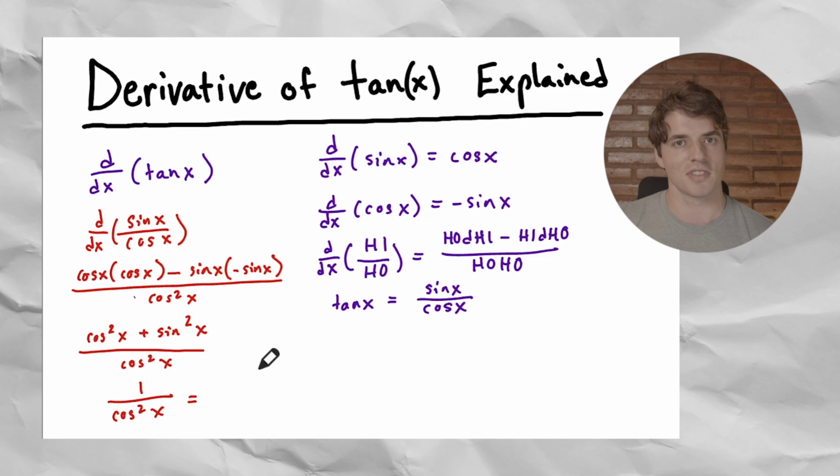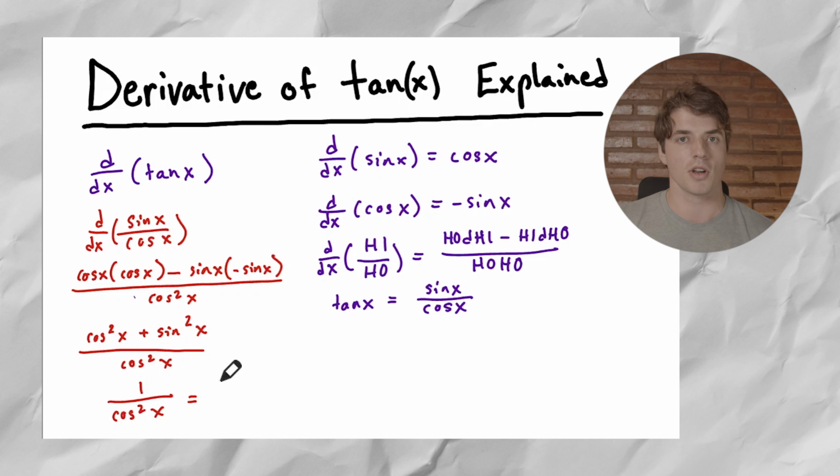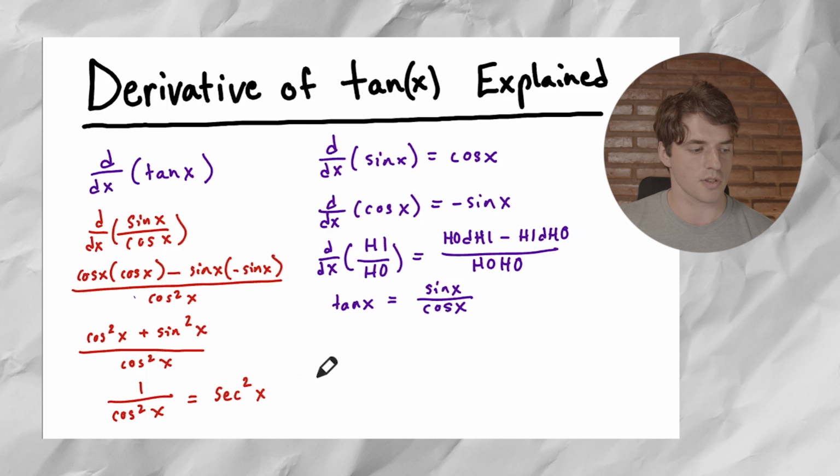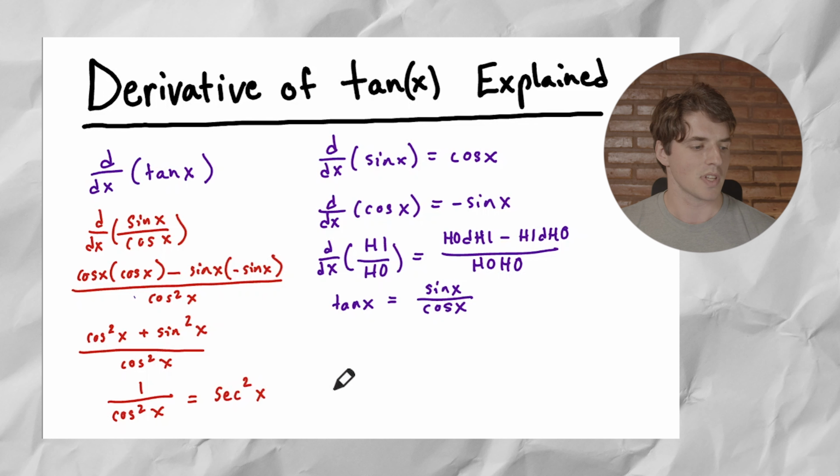You still definitely need your trig properties here. 1 over cosine is secant. So 1 over cosine squared would be secant squared. So that's the derivative of tangent. I hope you figured out a new way to derive that. And if you were to get lost on an exam, you can use this method to derive the derivative for yourself.